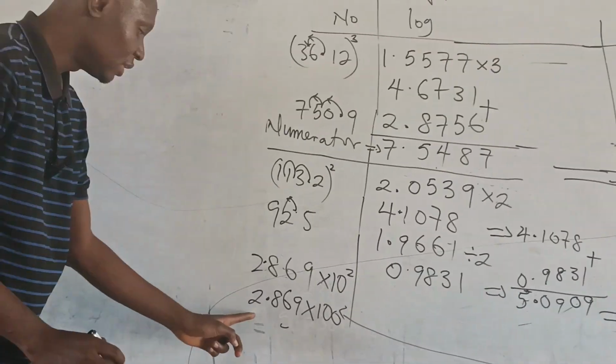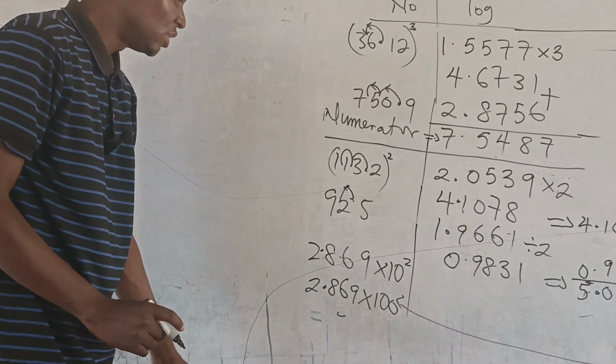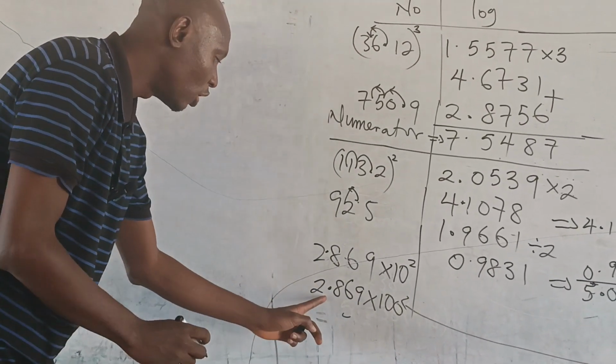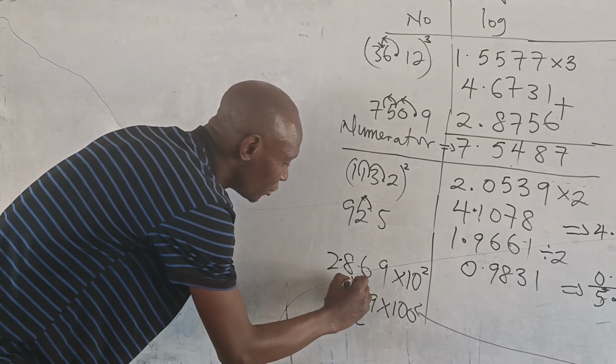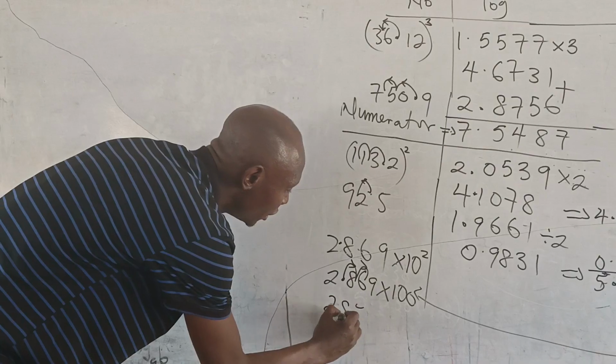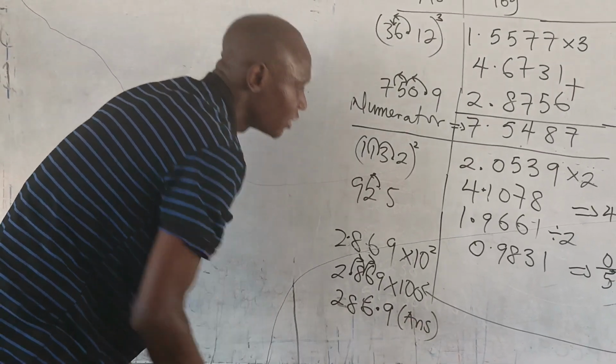If you are multiplying a decimal number with 100, it means you count the number of 0s. So the point will move according to the number of 0s. So this is 1, 2. So now I have 286.9. That is our final answer.